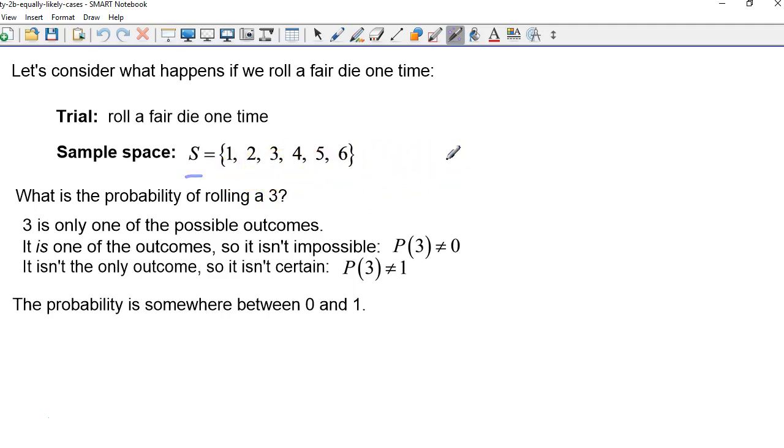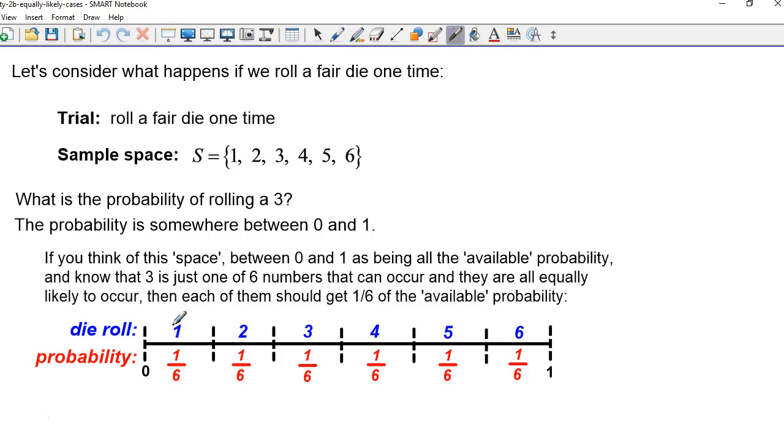So if we wanted to find, say, the probability of rolling a 3, since 3 is only one of the possible outcomes, it is one of the outcomes, so it isn't impossible. The probability of 3 would not be 0. But it isn't the only outcome, so that means it isn't certain. The probability of 3 is not 1. The probability is going to be somewhere between 0 and 1. And that's what we're going to figure out. How do we assess that probability?